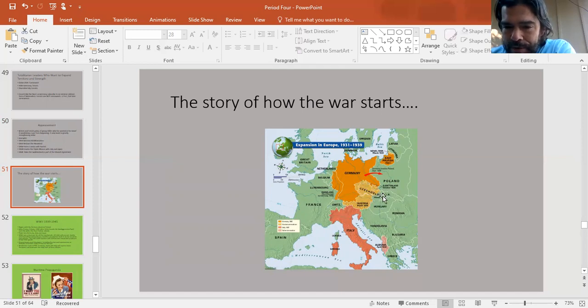Once he's taken over all of Czechoslovakia, it becomes very, very clear what his next target is going to be. His next target is going to be the state of Poland. Once he has Czechoslovakia, he can attack Poland from 3 directions. He can attack it from Germany proper. He can attack it from Czechoslovakia.